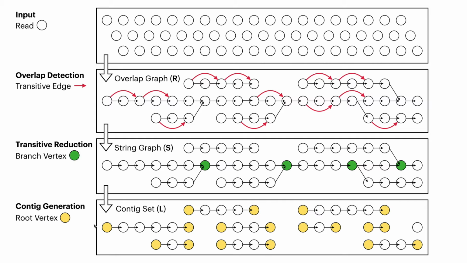And then finally, the step that we'll cover today is the Contig Generation step, where the string graph is parsed into a set of contigs, and those contig sequences are assembled.